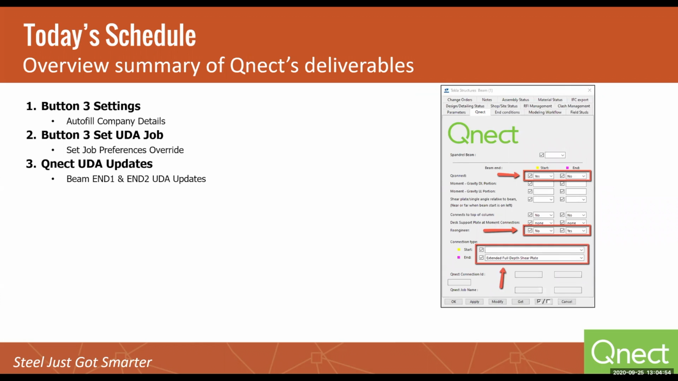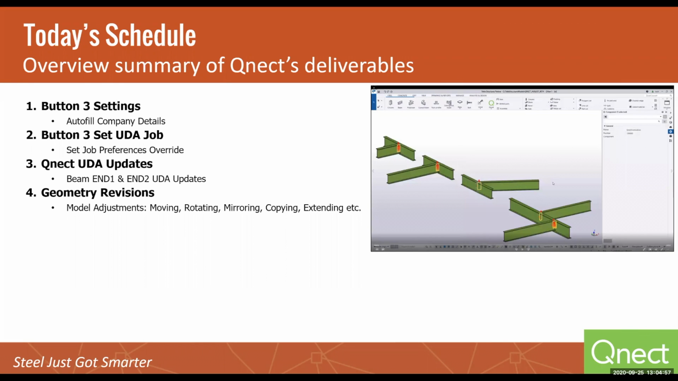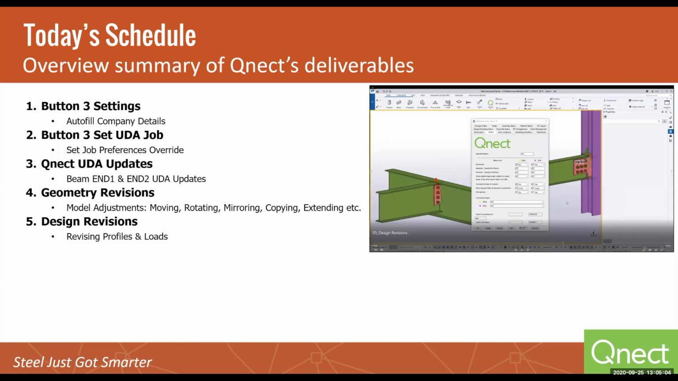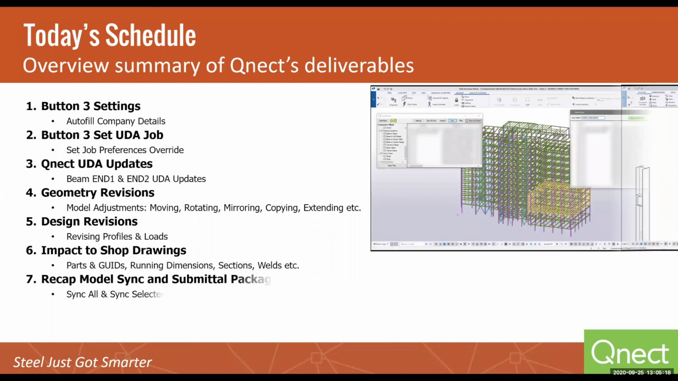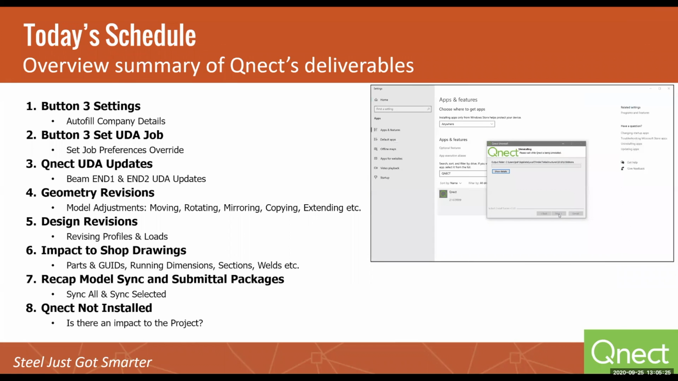QNEC UDA updates. Geometry revisions, so when you're adjusting in a model, moving, rotating, mirroring, copying, and so forth. Same thing with design revisions, profiles, loads. Impact to shop drawings. This could be a bigger one for a lot of users. Parts and GUIDs, what happens to running dimensions, sections, welds. I'll do a quick recap, model sync and submittal packages, syncing the entire model, syncing just a sequence. And then if QNEC is not installed on a machine, is there an impact to the project, and what is that?